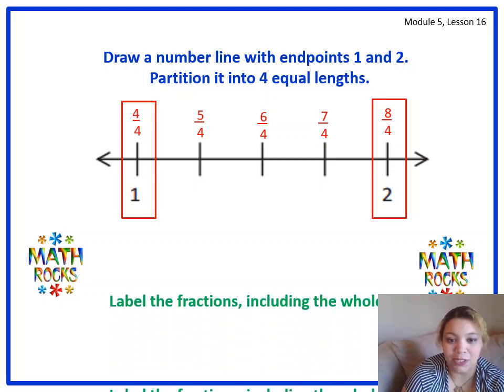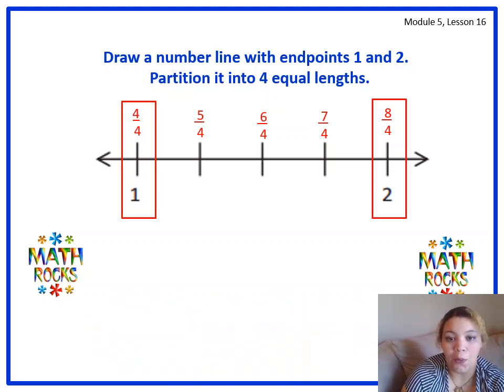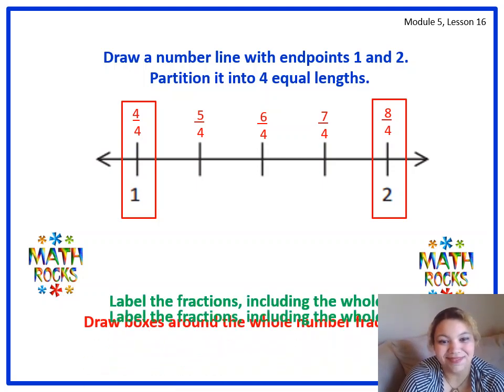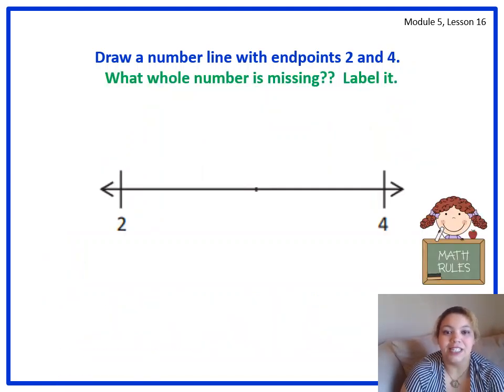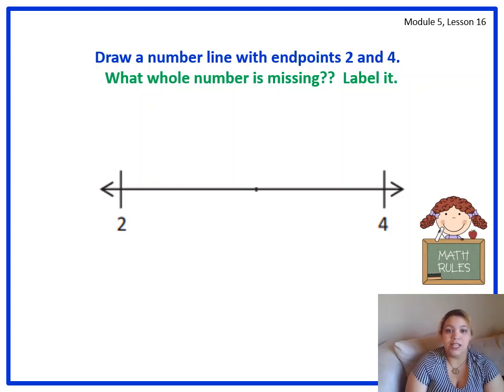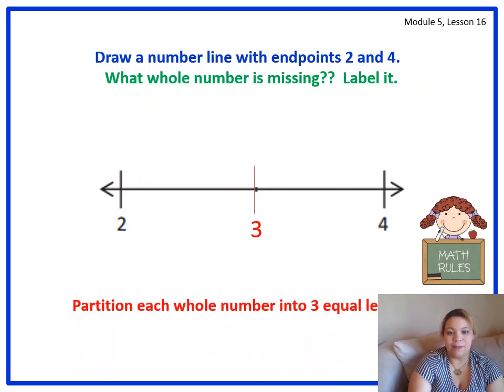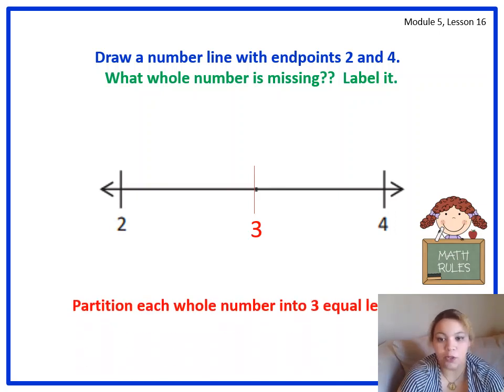All right, now let's go ahead and do that again with a different number this time. All right, so let's go ahead and start with 2/4. So the first thing it wants to know is what whole number is missing. So between a 2 and a 4 should be the number 3. Okay. The next step says partition each whole into 3 equal parts, or 3 equal lengths.